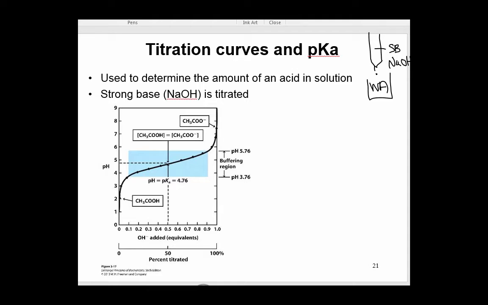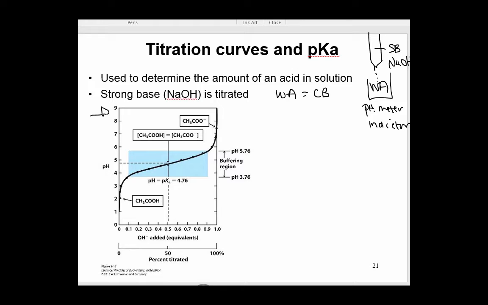What you do is you titrate your base into your weak acid, and you have either a pH meter or an indicator that changes color to show when the amount of weak acid equals its conjugate base. That's the whole purpose of a titration. So we can determine the numerical value of our pKa by undergoing a titration. That's essentially what this figure in your textbook, figure 2-17, is showing us.